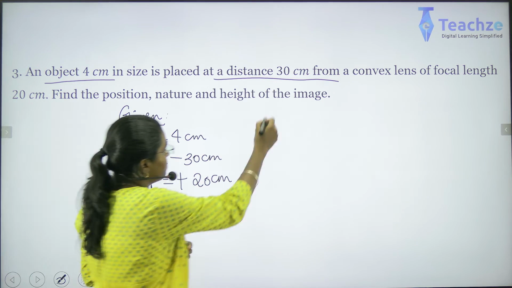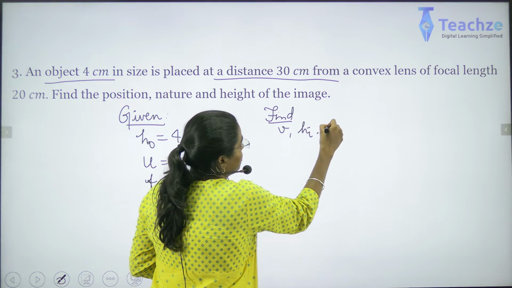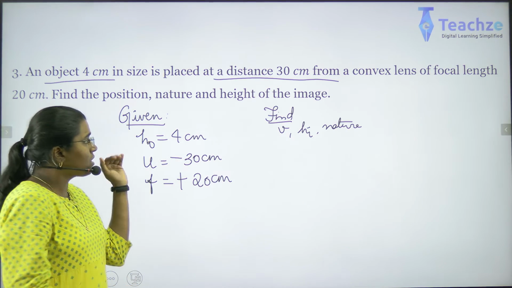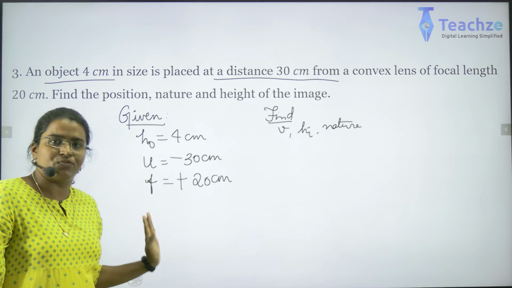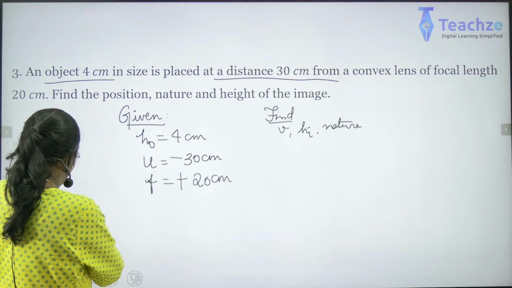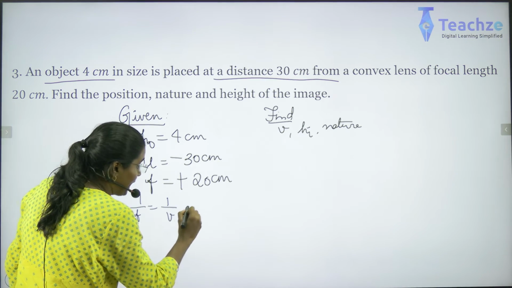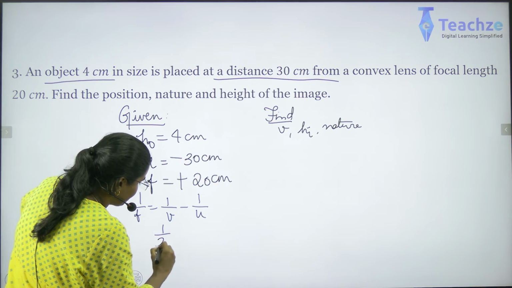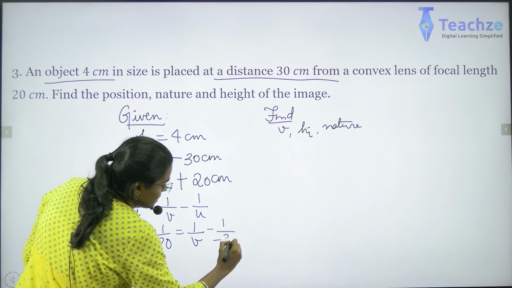You have to find the position, V, HI and nature, right? Whether it is real or inverted, all those things. What is the connection to find V? You have U, the object distance, focal length, and you have to find the image. So, what will be the formula? 1 by F is equal to 1 by V minus 1 by U. Now, just substitute: 1 by 20 equal to 1 by V minus 1 by minus 30.